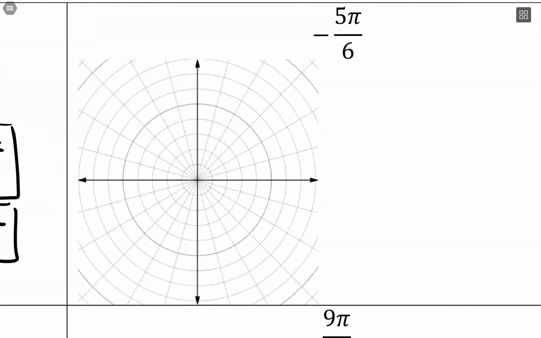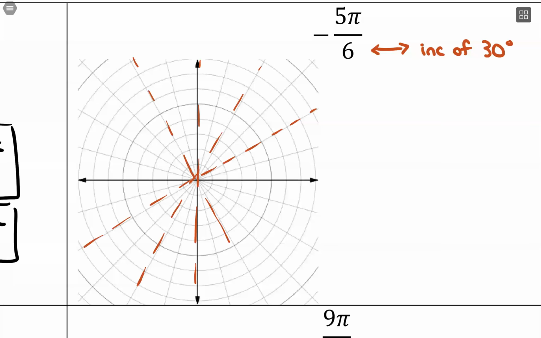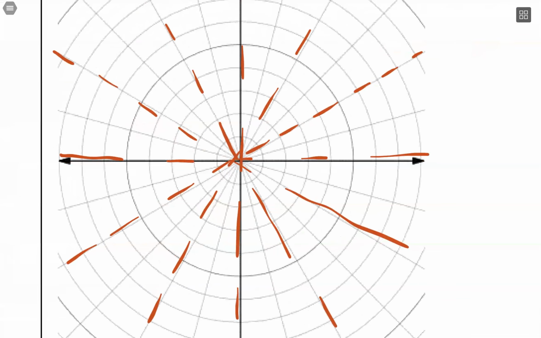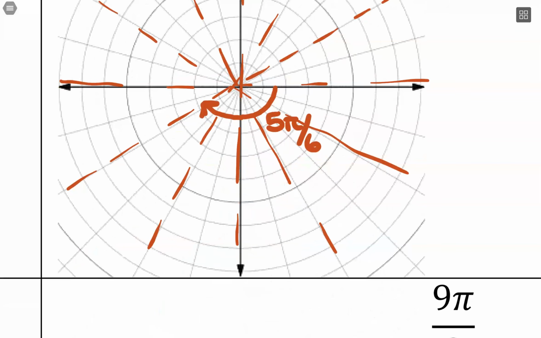So with that 6 in the denominator, I'm going to think in terms of increments of 30 degrees. So I'm just going to visualize 30 degrees is the messy one because there's so many of them. Okay, I'm going to go negative, so that means we're going clockwise, and I want to go a distance of 5. So I'm going to go 1, 2, 3, 4, 5. So that's our 5 pi over 6. And for the ray, it goes right there.